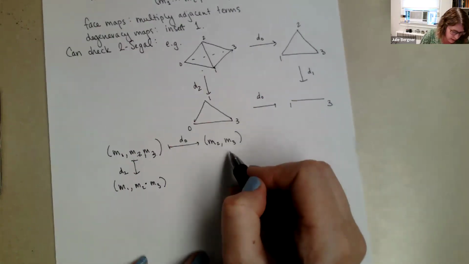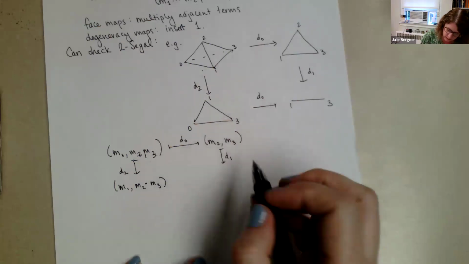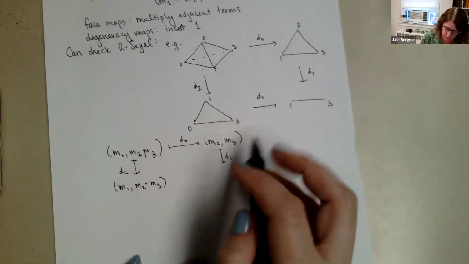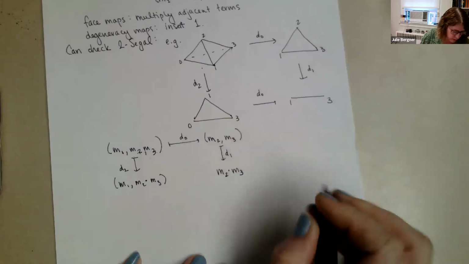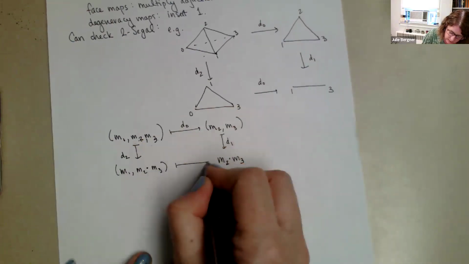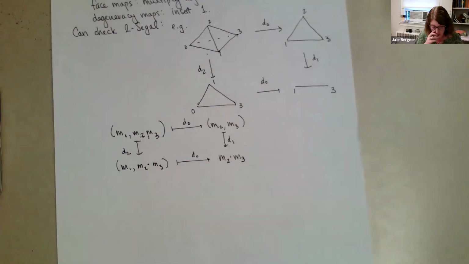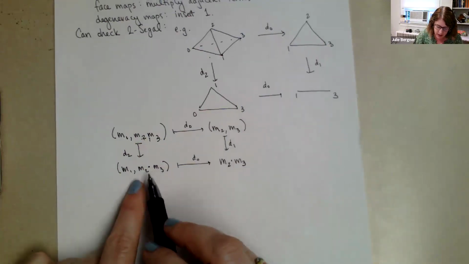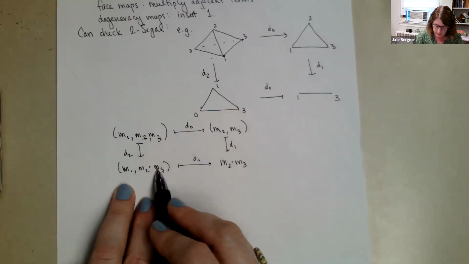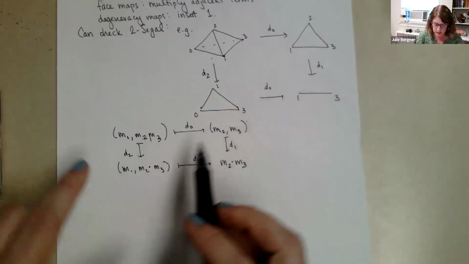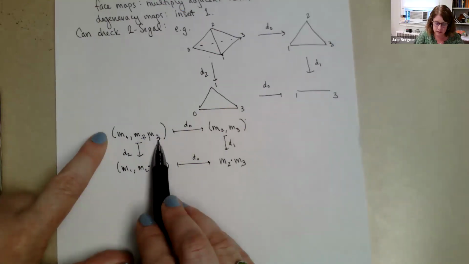And now over here, if I apply D1, this is a 2 simplex, so applying D1 just multiplies them, and I'm left with M2, M3. But that's exactly what happens if I apply D0 over here, it just leaves off the M1. If I knew that I had this piece of data mapping down here, and I had this data, I could uniquely recover this 3 simplex right here.